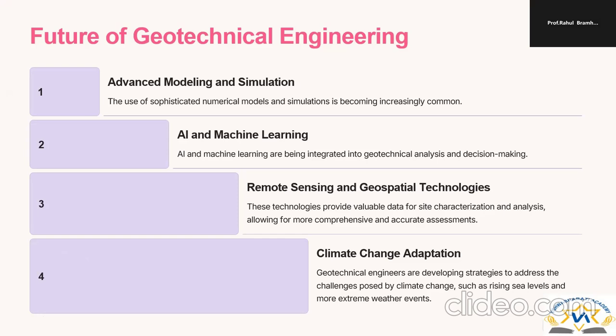The second one is AI and machine learning. AI and machine learning are of big interest in geotechnical analysis and decision making. For the decision-making process, we also use AI techniques. The next one is remote sensing and geotechnical techniques. These techniques provide valuable data for site characterization and analysis.